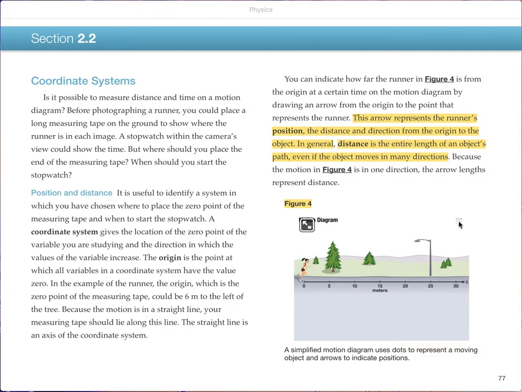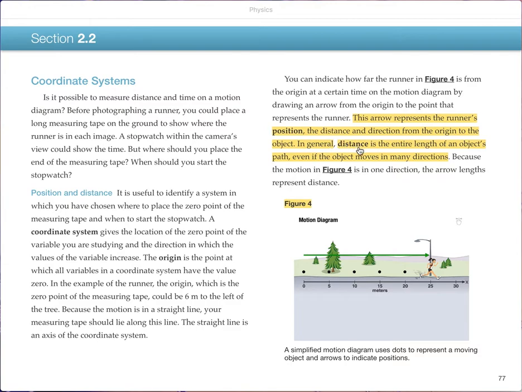Figure 4 shows what we saw in the last section. It shows the runner running along, and we've replaced the runner with dots, making a particle model. Notice this green arrow. This green arrow points from the origin to the position. This arrow is what we call a position vector. It represents the runner's position, the distance and direction from the origin to the object.